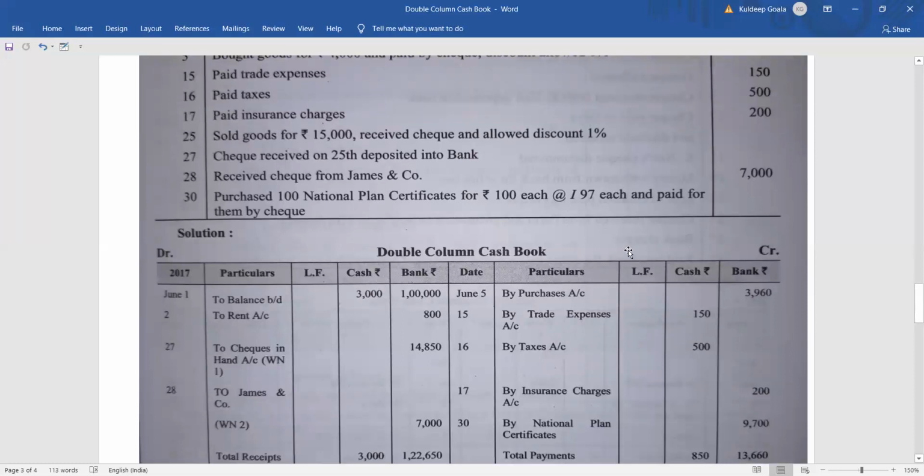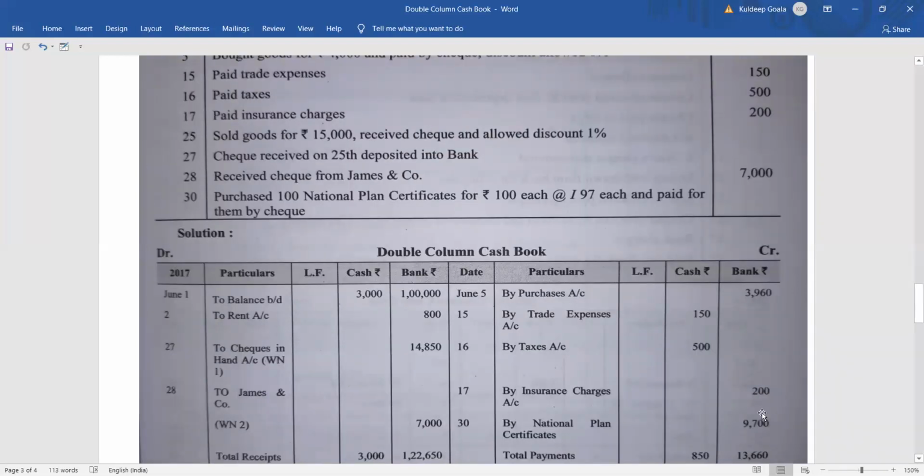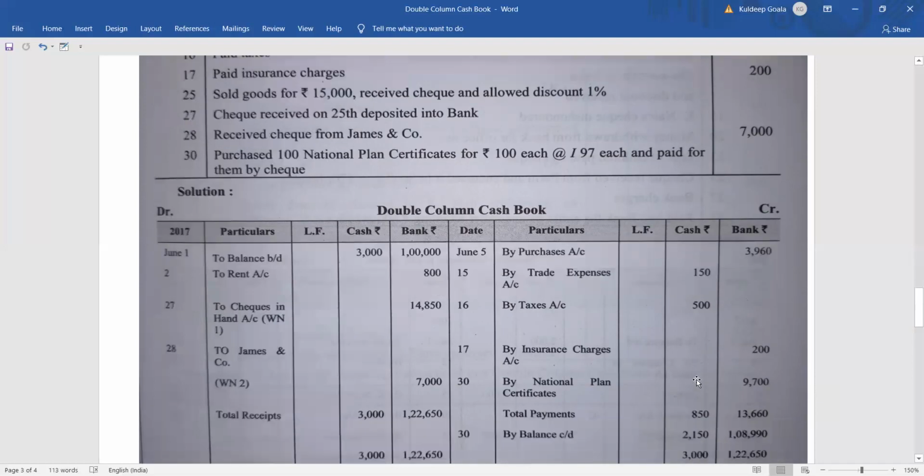Since nothing is mentioned here, so you can mention it in the cash column also. There is no problem. Generally, what happens is that insurance charges and all we transfer through bank. Okay, modern time it's transferred by bank, but the option of cash is also there. So if you put it in the cash, it will be correct. It will not be wrong. But putting in the bank, it might be questionable. So you better put this particular entry, paid insurance charges 200, in the cash column.